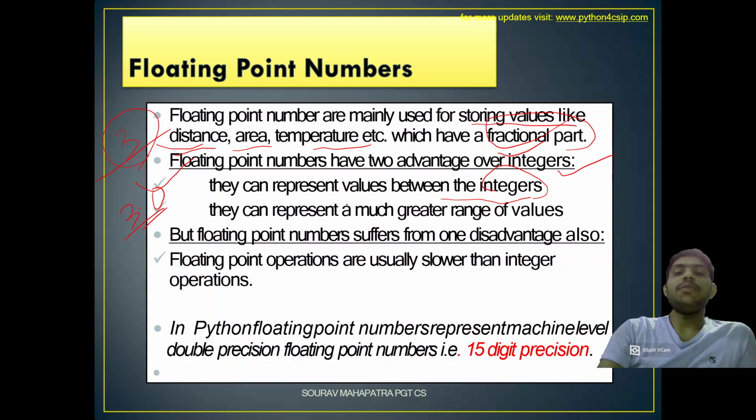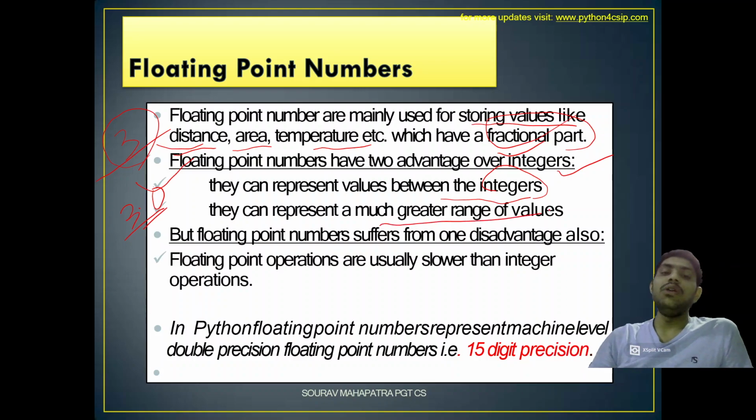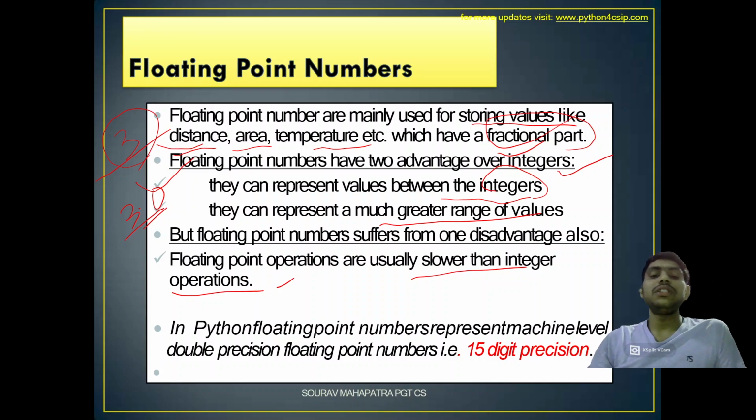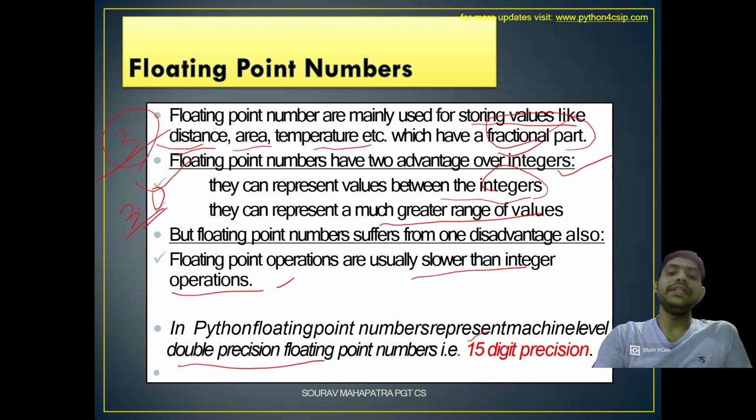So like this, they can represent a much greater range of values also. But floating point numbers suffer from one disadvantage. What is that? Floating point operations are usually slower than integer operations. Okay. So as compared to integer, the floating point operation is a little bit slower. In Python, floating point numbers represent machine level double precision floating point numbers.